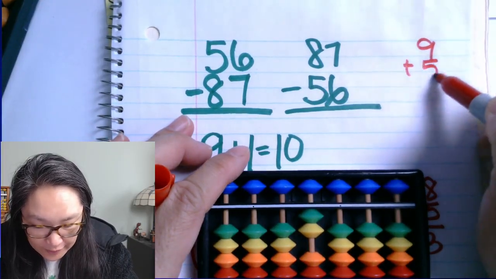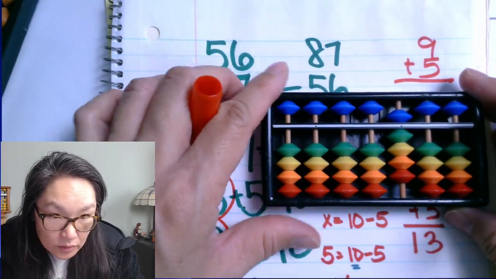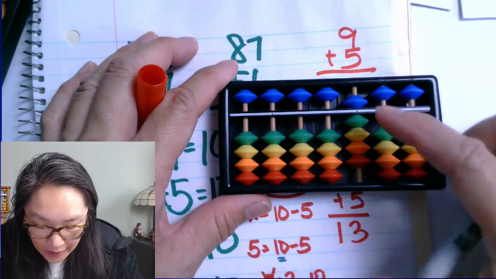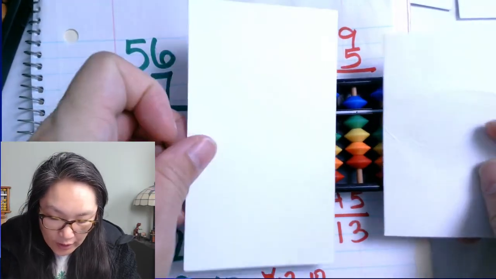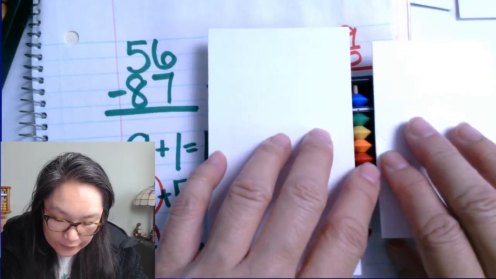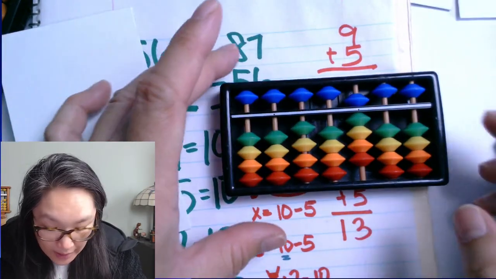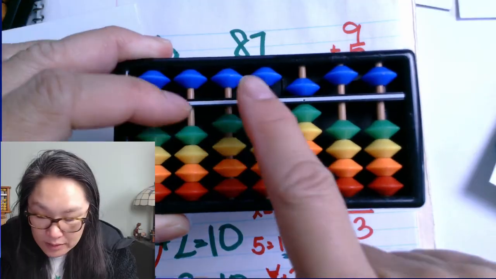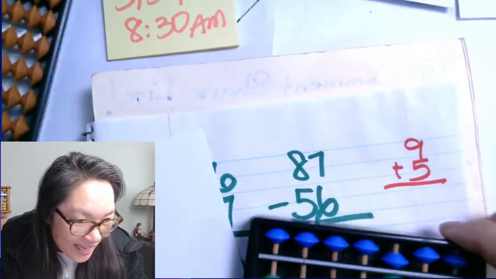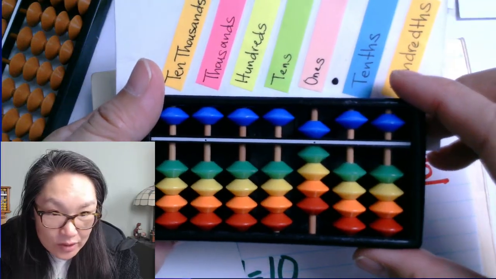9 plus 5. So I have 9. Well, my question is I need to add the 5. When I add the 5, is there enough? Do I have enough beads to add the 5? The reason why I don't start all the way to the end is because I have this indicator, and this indicator is my ones place. So when I look at it, I have decimals. Yes, I don't have enough.